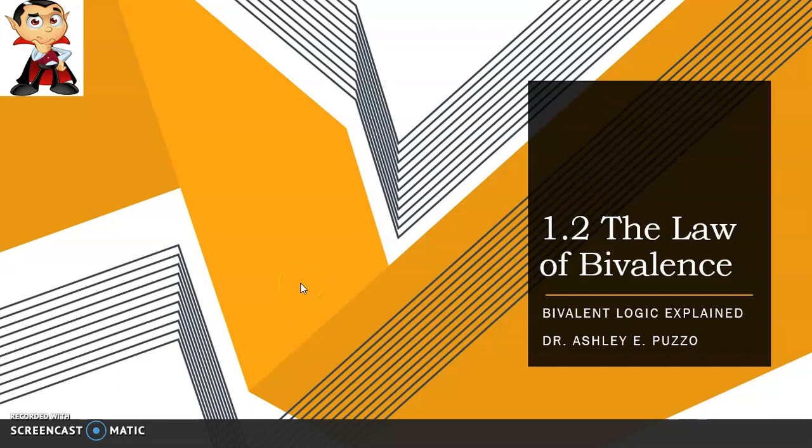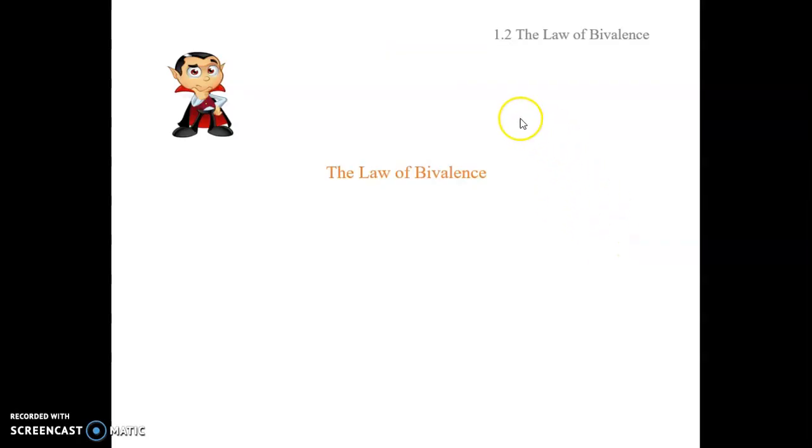We're going to be covering section 1.2 of the text today, and in this section we discuss a very important assumption for the entire course, known as the Law of Bivalence. Let's jam. Okay, so every course that you take has to make some assumptions in order to get started, and our assumption for our course is the law of bivalence.